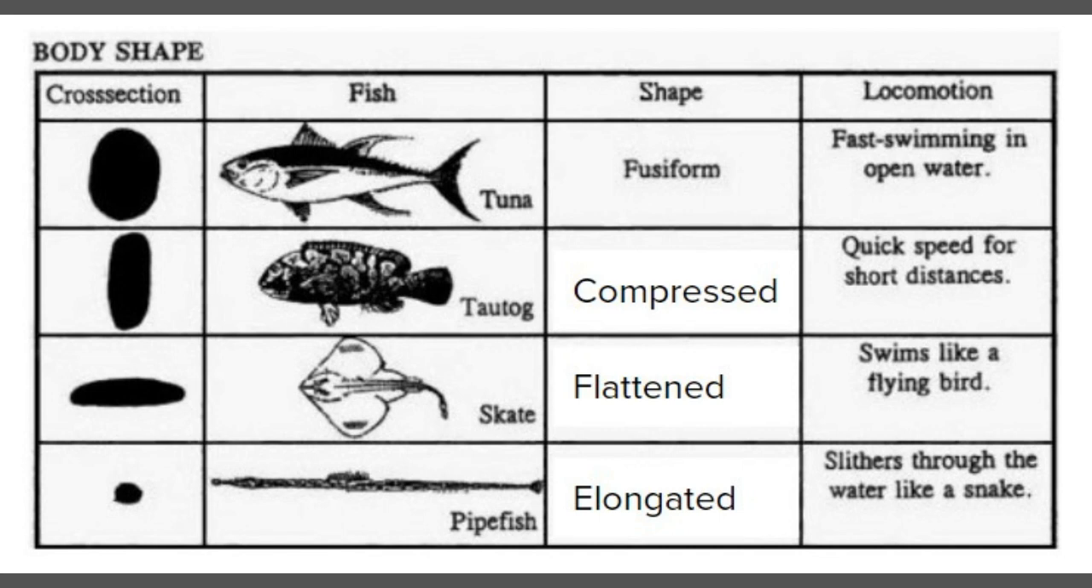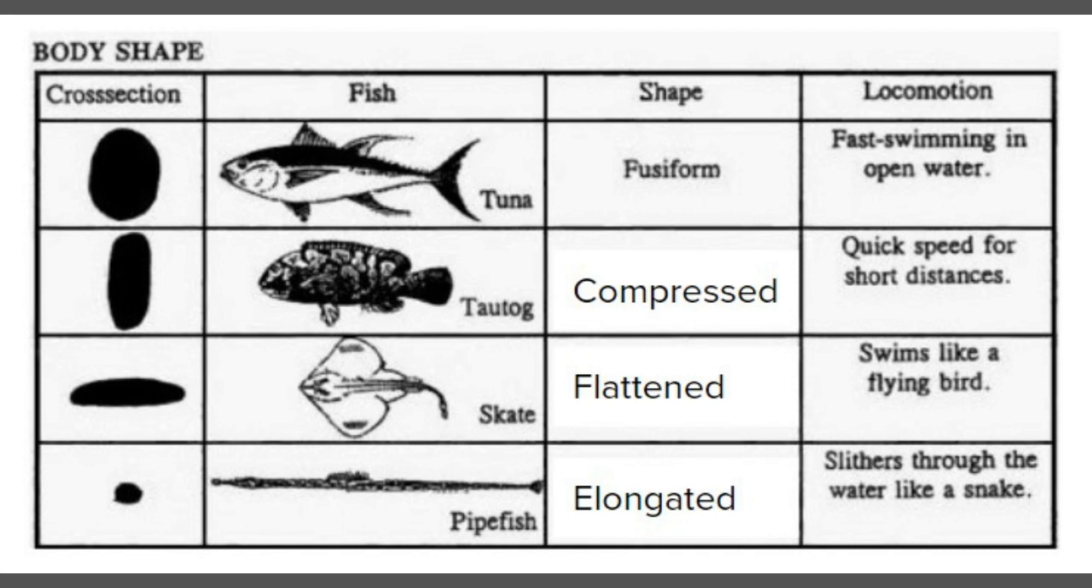The tuna is an example of a fish with the fusiform body shape, and you can see the cross section. It's not overly compressed or small or anything like that. It's just a pretty normal shape. The next fish body shape is compressed, and the tautog is the example. Compressed is good for quick speed and short distances.